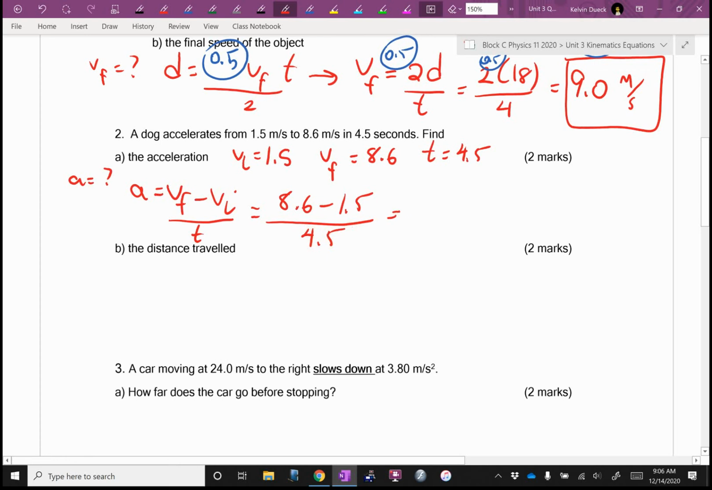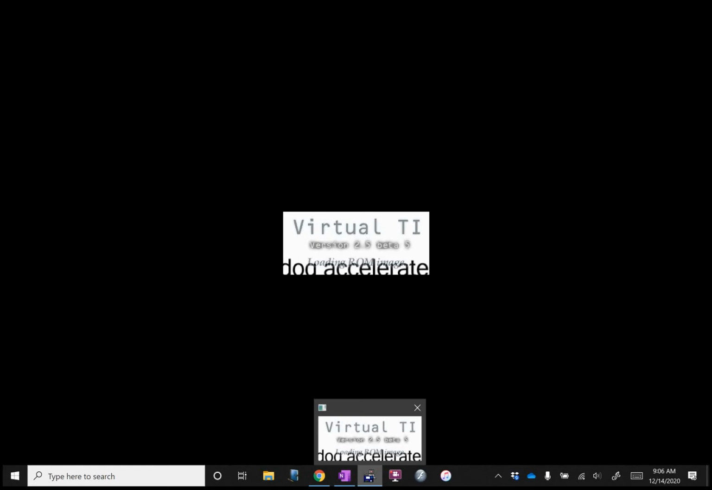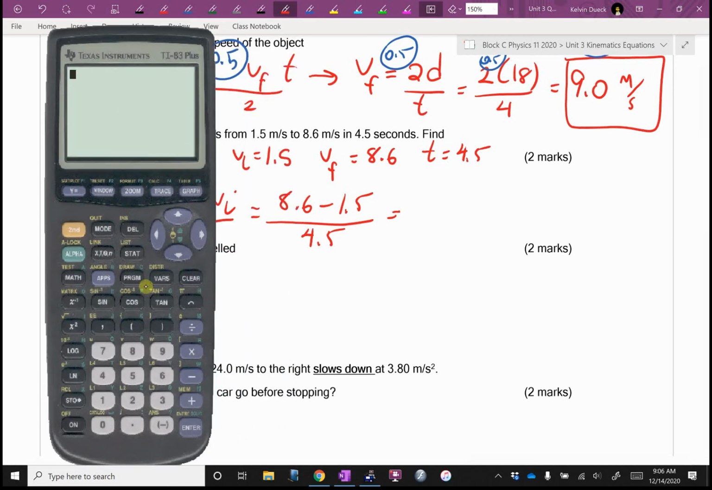Can I do that one in my head? It's going to be 7.1 divided... No, that one's yuckier. Bracket 8.6 minus 1.5. Brackets around the top because there's more than one thing on the top. It is a fraction. Divided by 4.5. Let's try that again. Divided by 4.5.